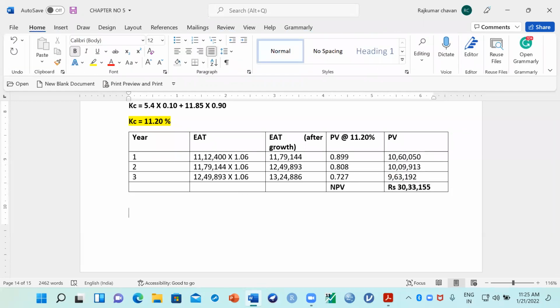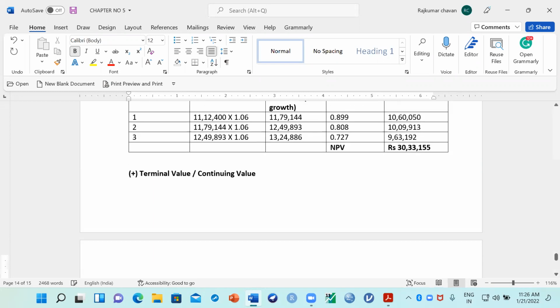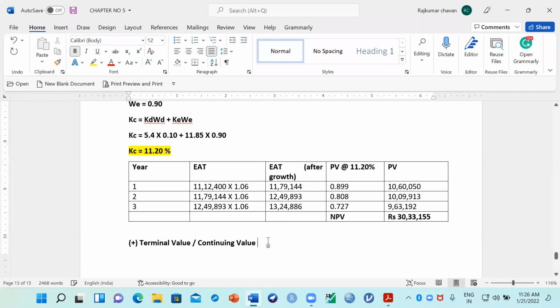Can you tell me what next we can calculate for this company? Next, what do we have to calculate? Terminal value. We have to calculate something called terminal value, right? Perfect. So now let us calculate the terminal value, which is also called the continuing value. So now can we calculate the terminal value of this or not?